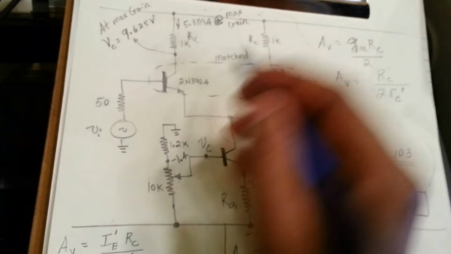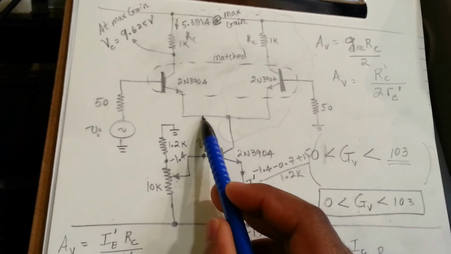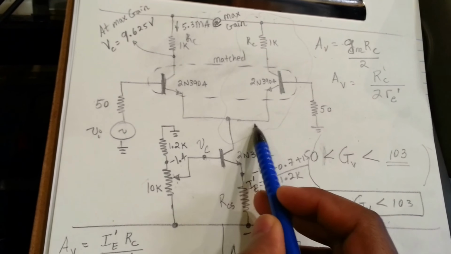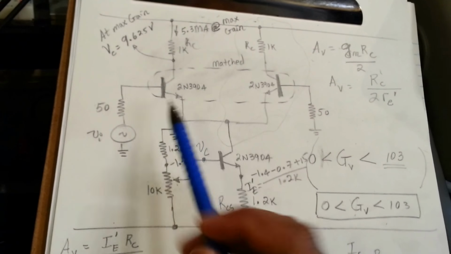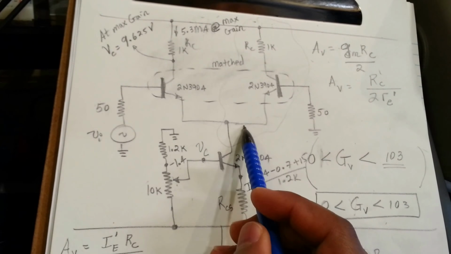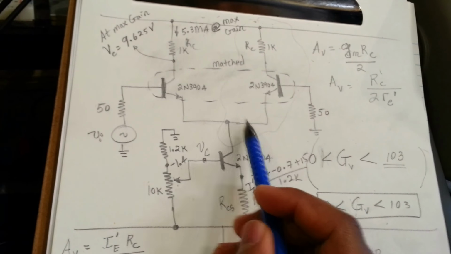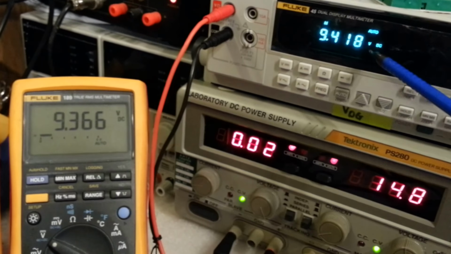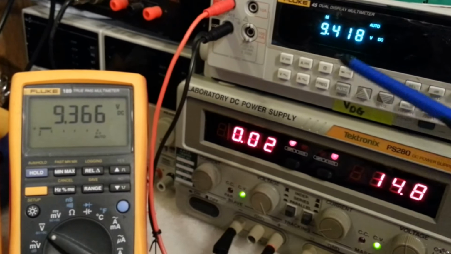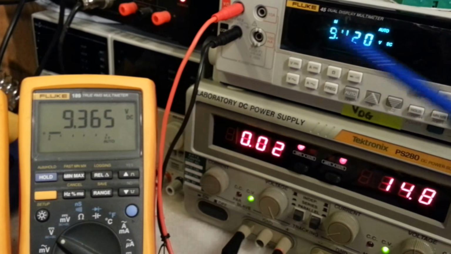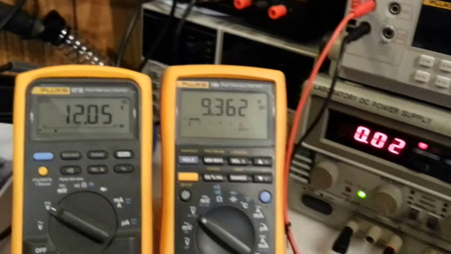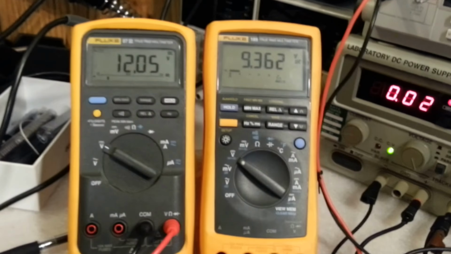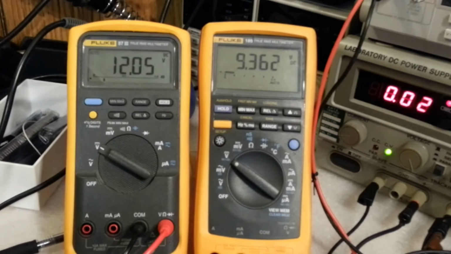The reason why that's happening is because I don't have the emitter degeneration resistor here, so the matching of these transistors becomes very critical. But if we had an emitter degeneration resistor, the matching of the collector voltages could have been closer. But as you can see, even though I tried to match the two transistors, this is the best I could do.